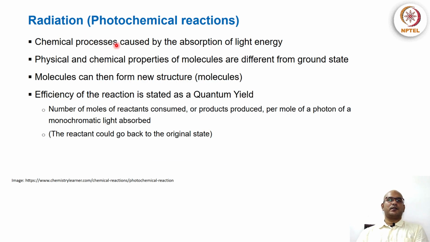So, photochemical reactions are essentially processes caused by the absorption of light energy, in which the physical and chemical properties of molecules become different from the original ground state, and molecules can then form new structures. The efficiency of such a reaction is written as quantum yield, which is the number of moles of reactants consumed or products produced per mole of photons of monochromatic light absorbed. Of course, the efficiency is less than complete, because some reactants will go back to the original state.